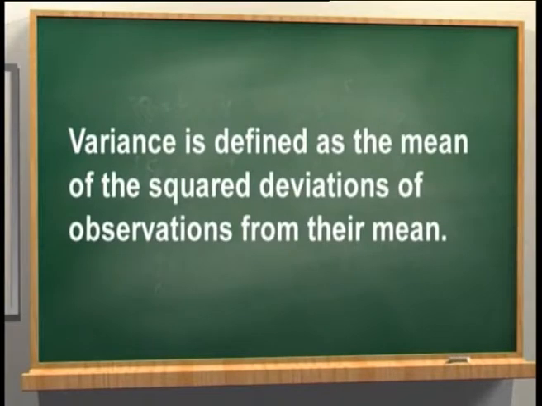Conventionally, variance is denoted by sigma squared. Variance is defined as the mean of the squared deviations of observations from their mean. The variance is similar to the mean absolute deviation in that it is based on the difference between each value in the data set and the mean of the group. It differs in one very important way. Each difference is squared before being summed.